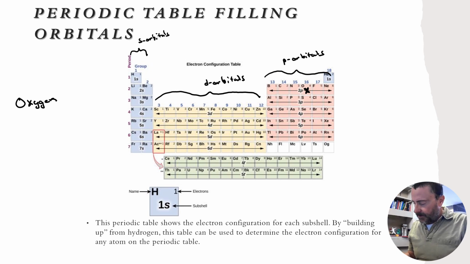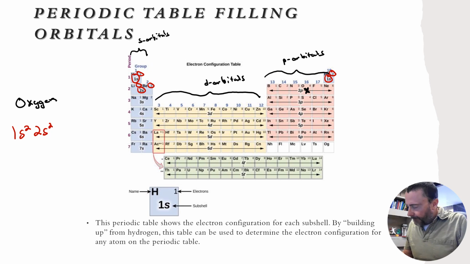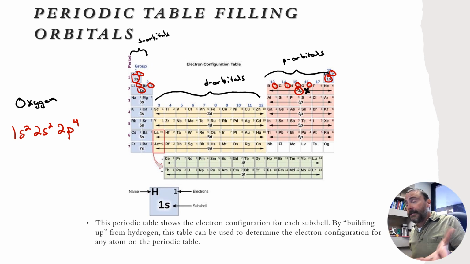So oxygen has, I'm going to kind of mark these things, 1s1, 1s2. Then it has 2s, 1, 2. Then it comes over here, and it is a 2p, 1, 2, 3, 4. So the electron configuration is 1s2, 2s2, 2p4. And we can use the periodic table there by knowing where we are on the periodic table.